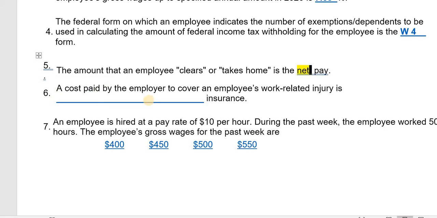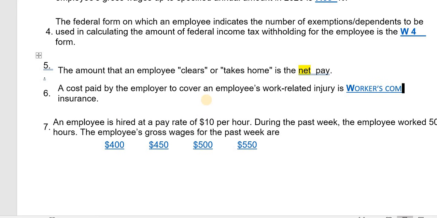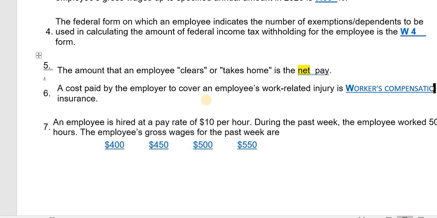Number 6, a cost paid by the employer to cover an employee's work-related injury, and it's a cost of the employer, is workers' compensation insurance. And that varies. The cost varies by business.